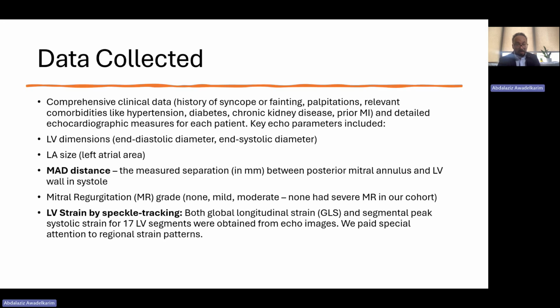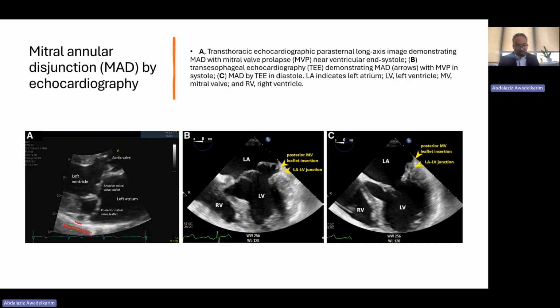As we were collecting the echocardiography data, we collected comprehensive data between the two groups. We focused on LV dimension indexed to body surface area, LA size, and the MAD distance, the presence or absence of MAD, which is the distance between the LV wall and the mitral annulus, and MR based on severity. Most important, we got LV strain by speckle tracking. We divided it into global, regional, and segmental strains. Normally there are 17 segments of strain.